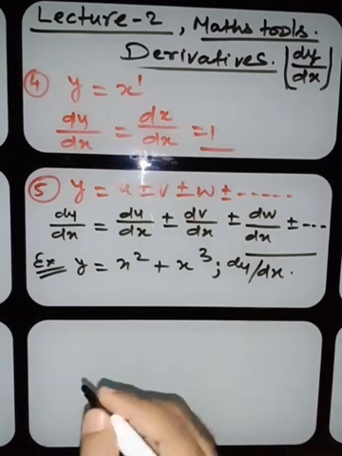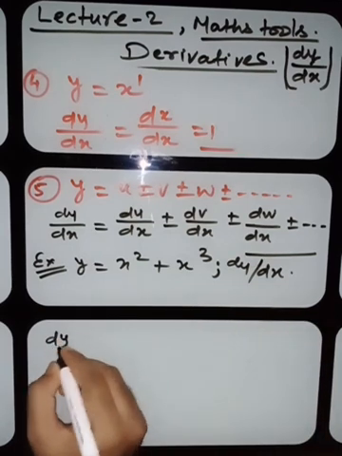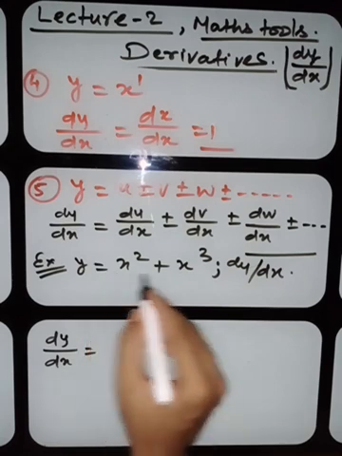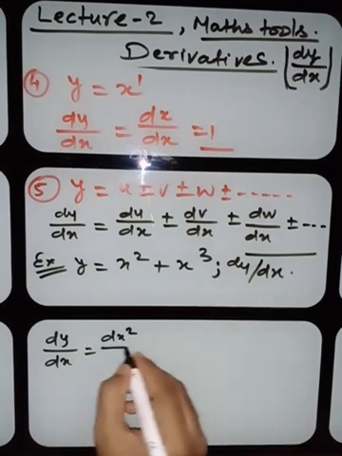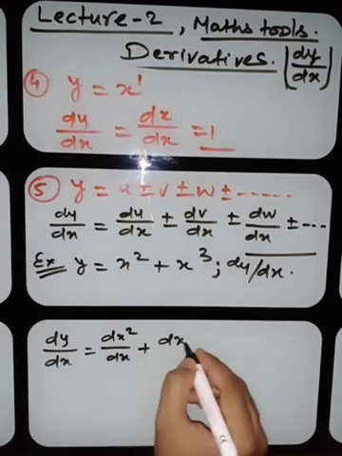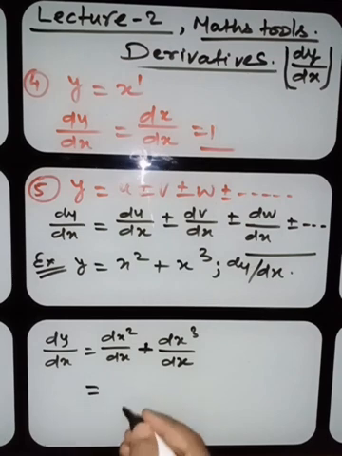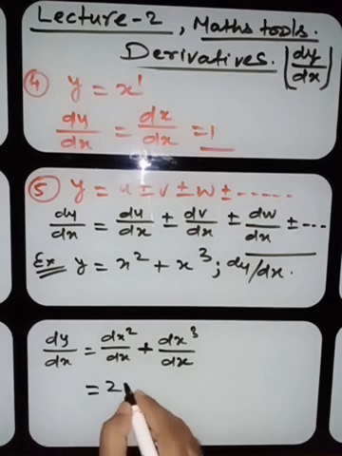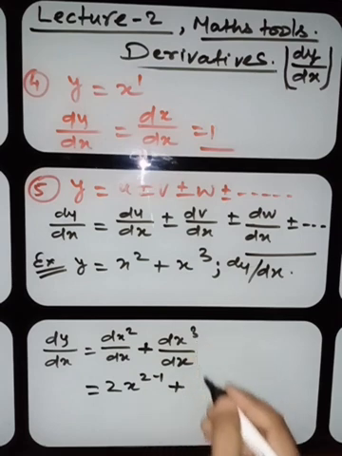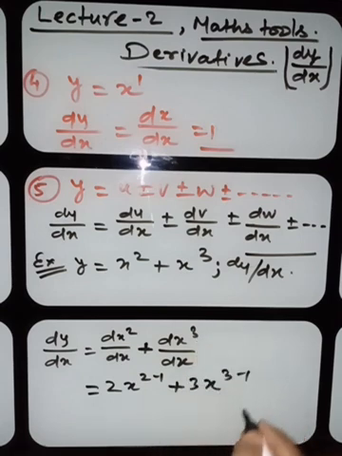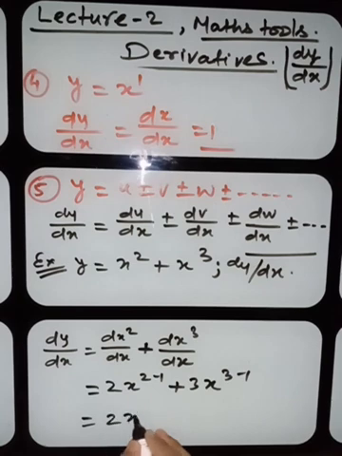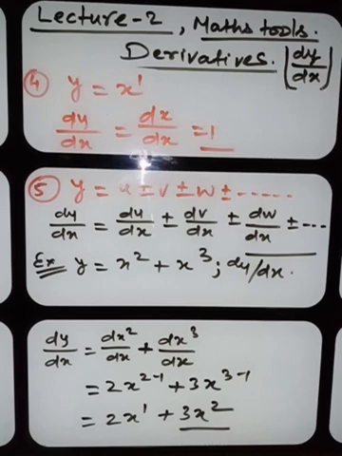Okay, now look here. dy by dx. According to the formula, you have to differentiate the terms one by one. So d(x²)/dx plus d(x³)/dx. It was plus, that's why I'm writing the plus here. So n x^(n-1): here n is 2, so 2x^(2-1) = 2x¹, plus, here n is 3, so 3x². This is the answer, 2x + 3x². Very simple, no?